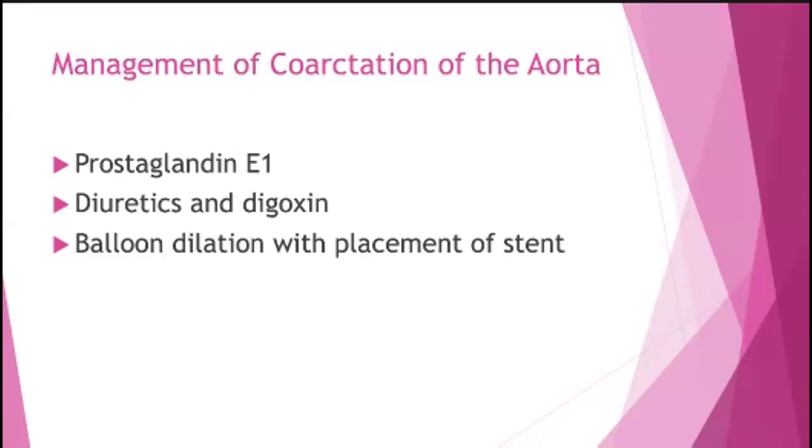So again, coarctation is the narrowing of the aorta. The blood pressure and the pulses are stronger in the arms, but weaker in the legs. Babies can crash if the ductus closes, and older kids often have headaches, nosebleeds, and leg pain.